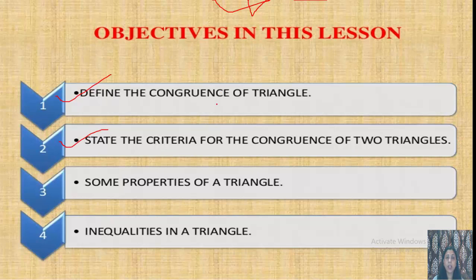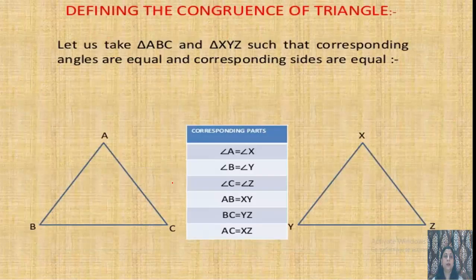तो सबसे पहले तो हम ये जानेंगे कि congruency of triangle क्या होती है, फिर क्या criteria होते हैं कि किन्हीं भी दो triangles को congruent prove करने के लिए. And we are going to discuss some properties of a triangle. Then inequalities in a triangle. So we are going to discuss these 4 points in this lesson.